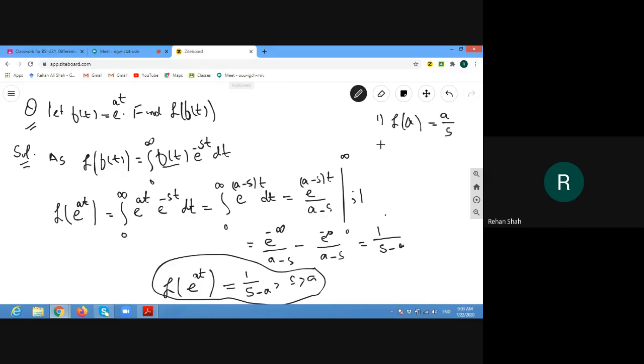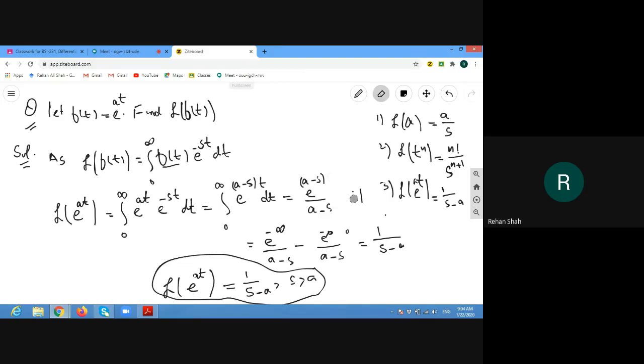Second is Laplace transform of t power n. This is equal to n factorial divided by s power n plus 1. Third is Laplace transform of e power at. This is equal to 1 over s minus a. But this is under some condition that s will be greater than a. So this is the third formula.